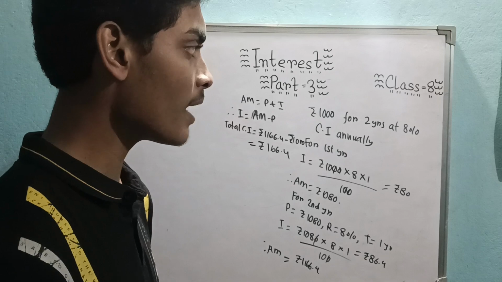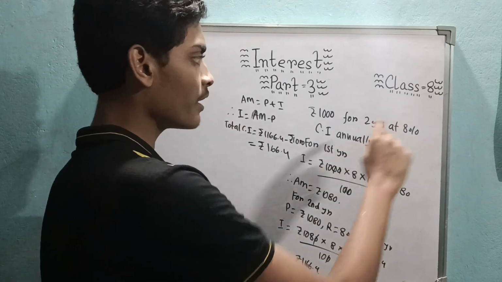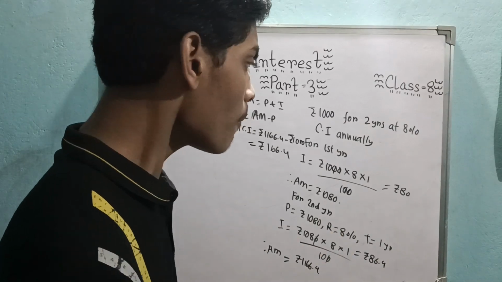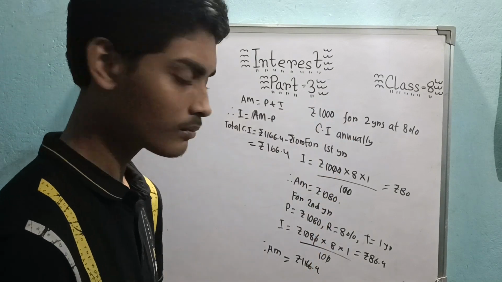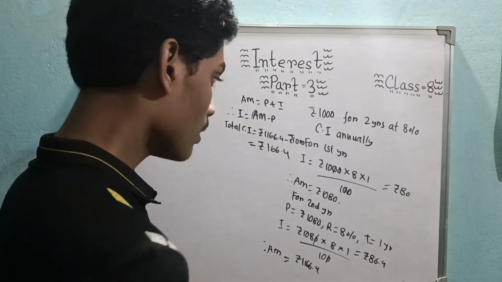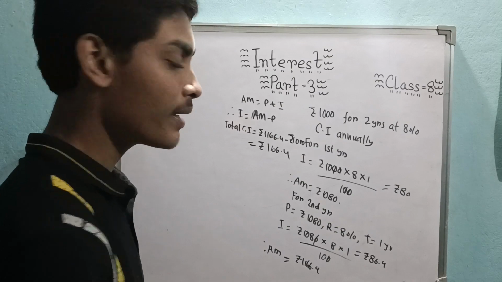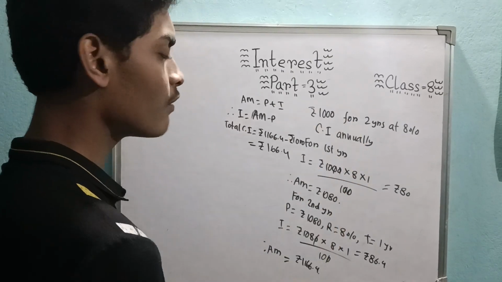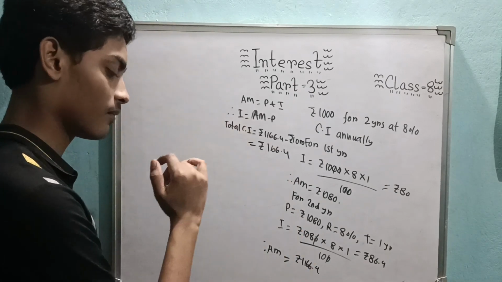Now, what other case can arise? They can give you two rates. For the first year, suppose the rate is 8%. For the second year, the rate is 10%. No problem. For the first year, calculate interest and amount using the given values. You get the principal for the second year, the amount at the end of the first year. Use that as the principal for the second year, with the new rate for the second year, time 1 year. Calculate interest and amount again. Now total amount minus initial principal equals compound interest. This is how simple it is.